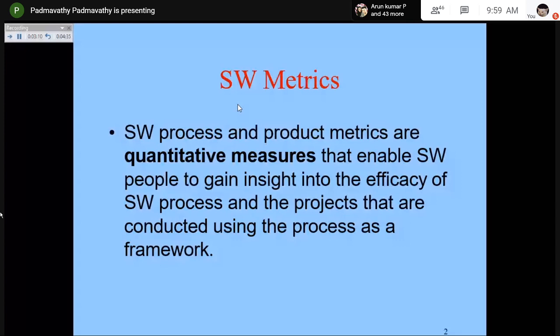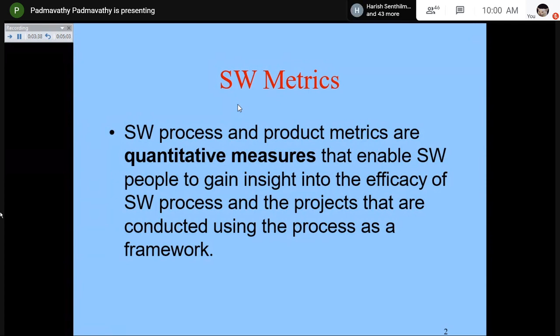So metrics, there are so many types, and the ones used for measuring the process and the product are quantitative. That is, it enables the software people to gain deep knowledge into the efficiency of the software process carried out, and the projects that are conducted using the process as a framework. As we all know, the process provides a framework set of activities which all the projects adopt.